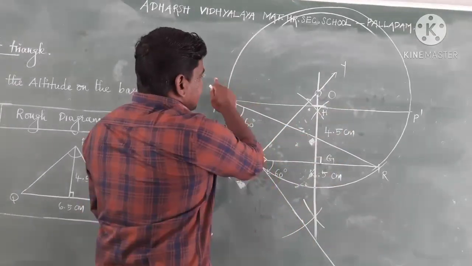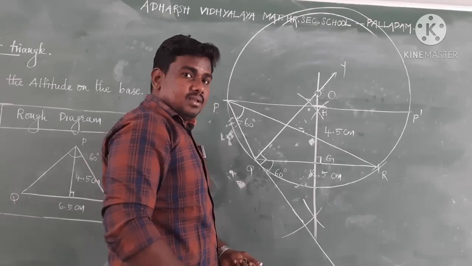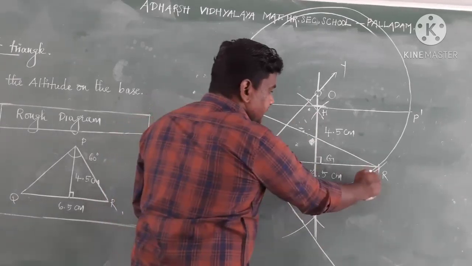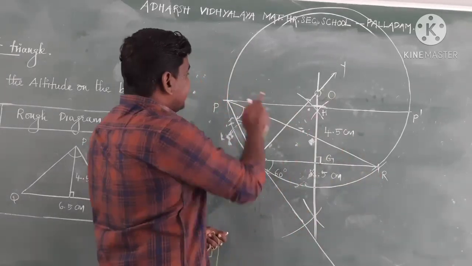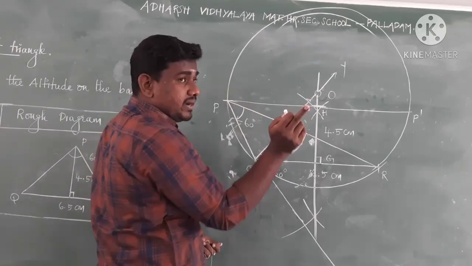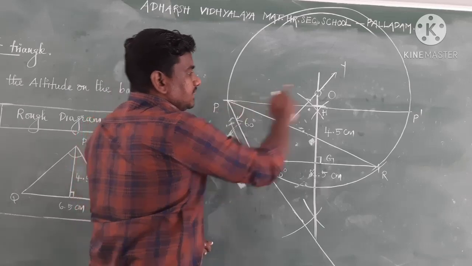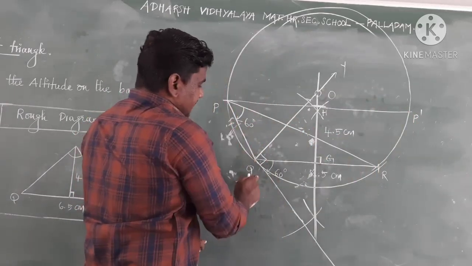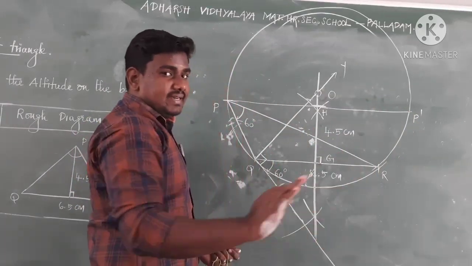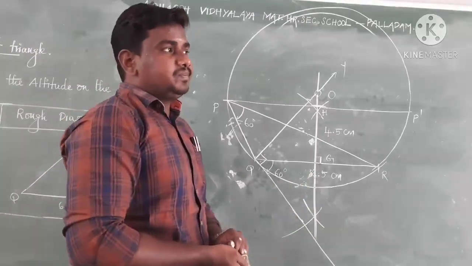After that, construct a parallel line. That line should be parallel to this QR. That parallel line intersects the circle at 2 points, here and here. So here P, here P dash. Join PQ and PR. You can get the required triangle.